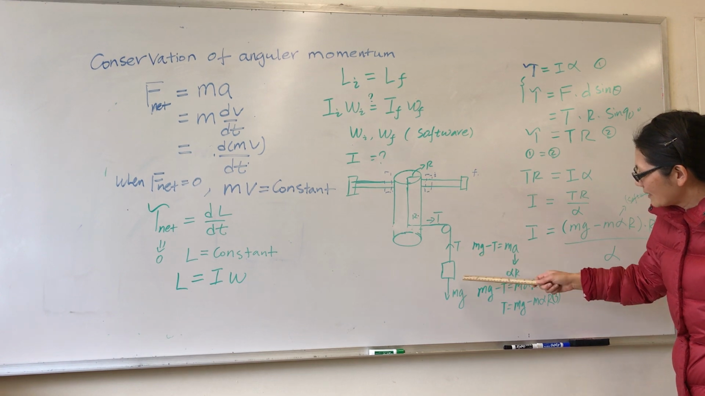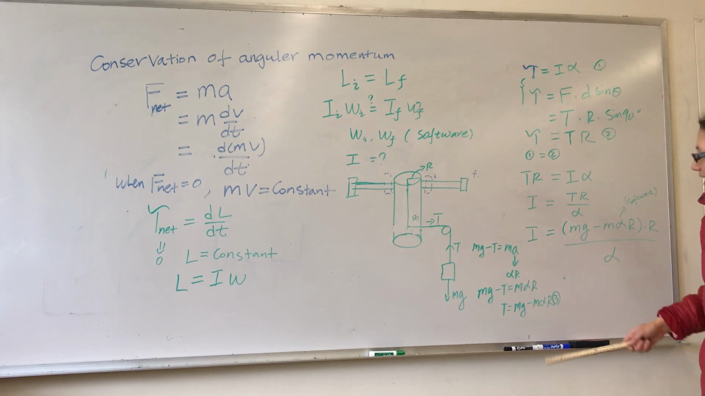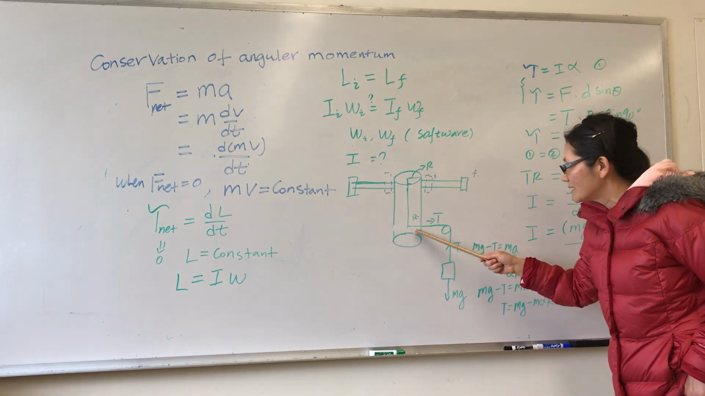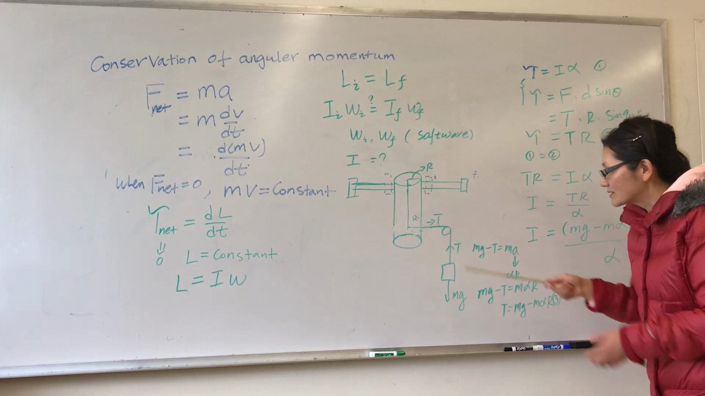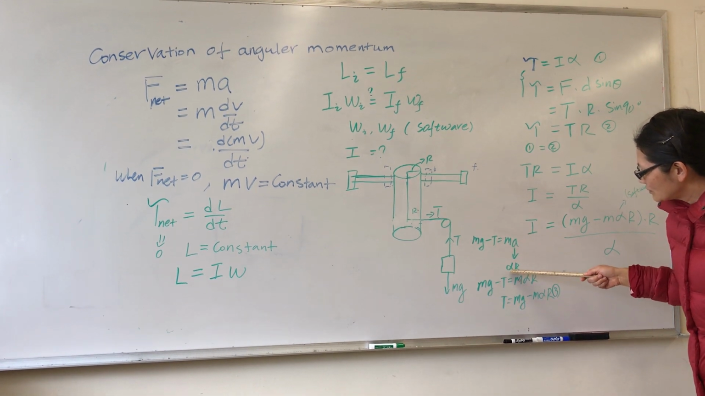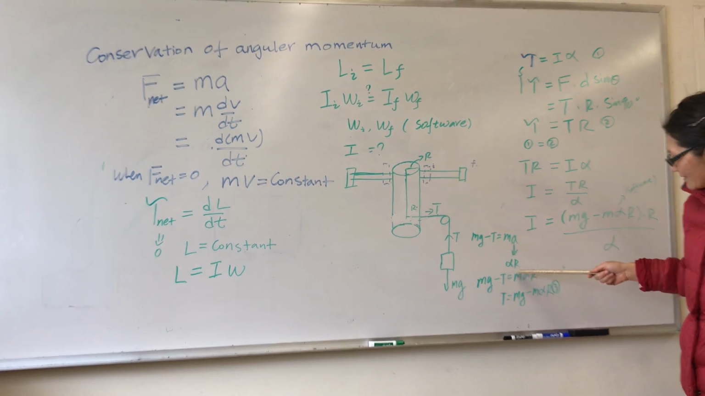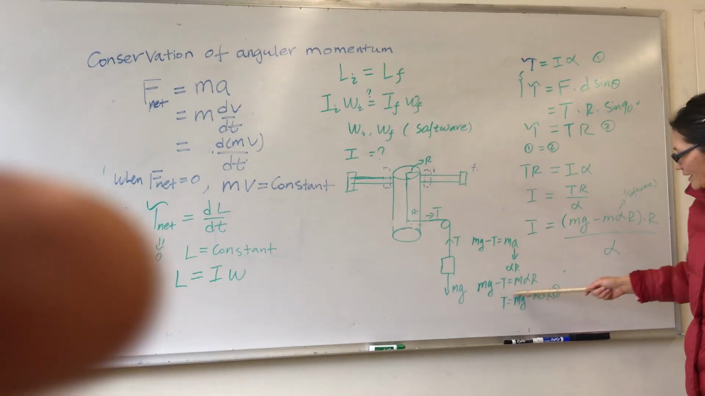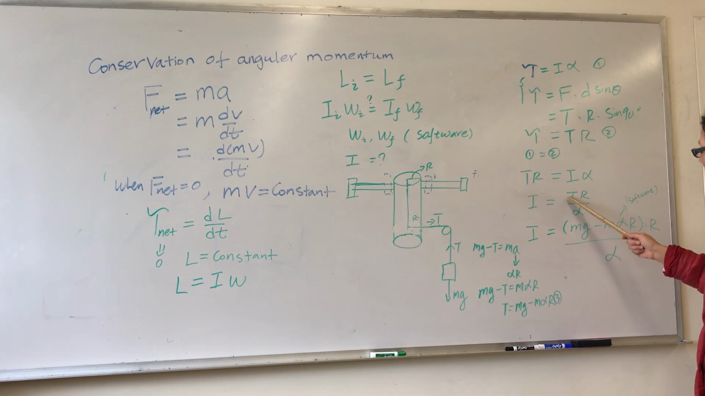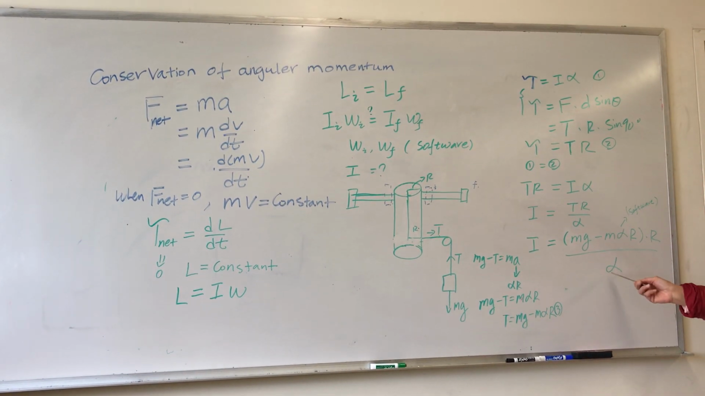We will set up this is tension, this is mg, the mass sliding down, and then mg minus T equals ma. When the string is rolling down without slipping, this a will equal alpha times r. And then I plug in everything, I got a tension equal to this much. I know it's a lot of math today. Then I plug the tension into here, and this is the equation we're going to use to find the moment of inertia.